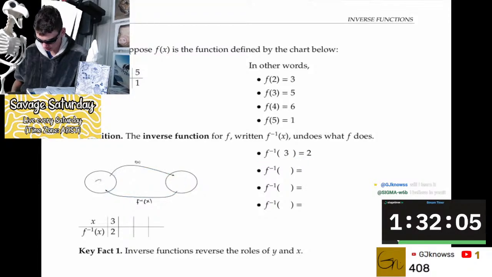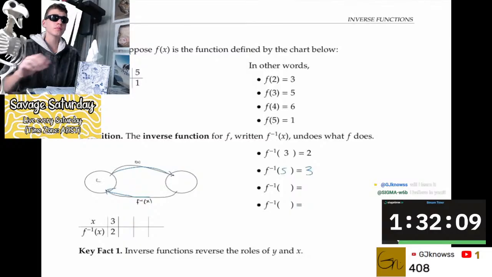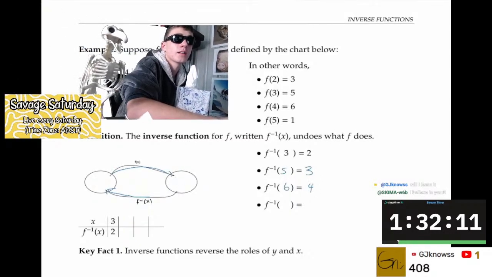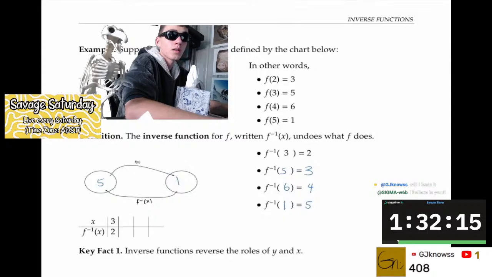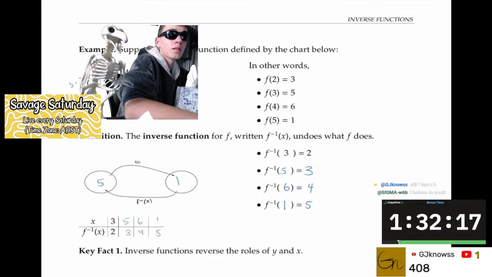Similarly, since f takes 3 to 5, f inverse takes 5 to 3. And since f takes 4 to 6, f inverse of 6 is 4. And since f takes 5 to 1, f inverse of 1 is 5. I'll use these numbers to fill in the chart. Notice that the chart of values when y equals f of x and the chart of values when y equals f inverse of x are closely related.